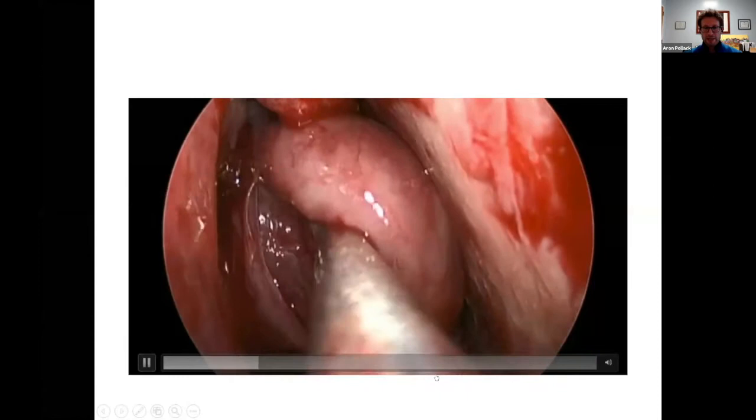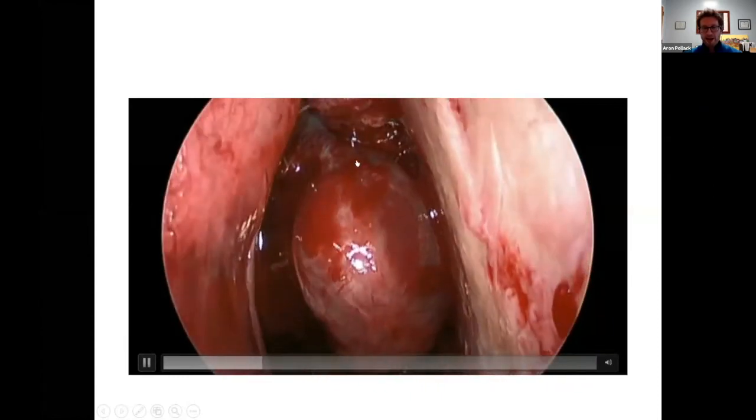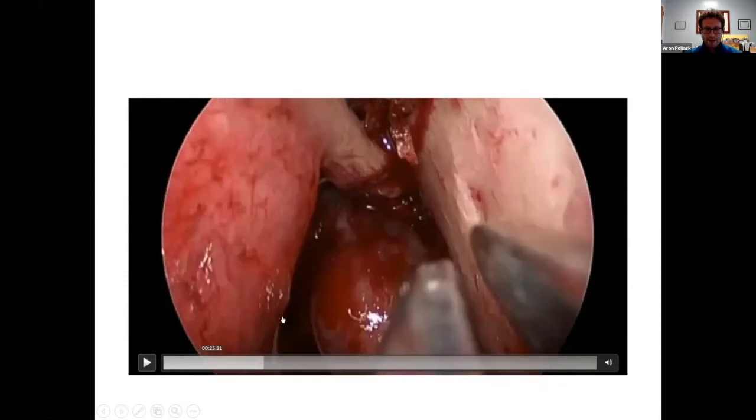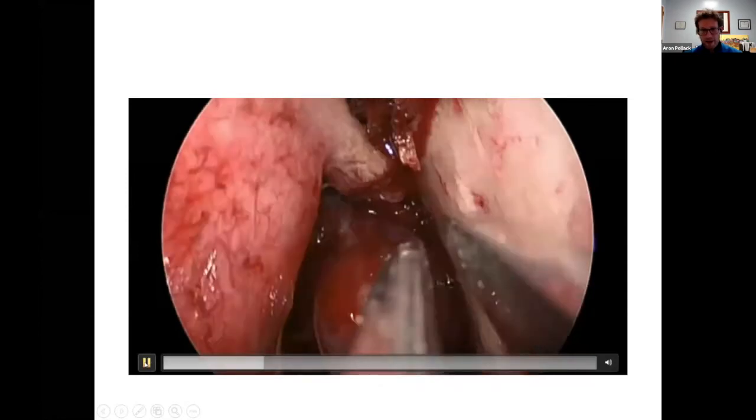Now that the flap is elevated, I'm going to start to define this large encephalocele. And as you see here, this is the entire knuckle of brain tissue herniating into the nose. That's the cut area of the middle turbinate. And this tissue is usually very big with a very small opening, a little neck. I'm going to amputate it at its neck just to open everything up.